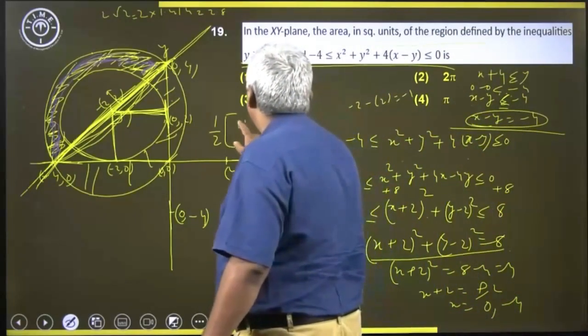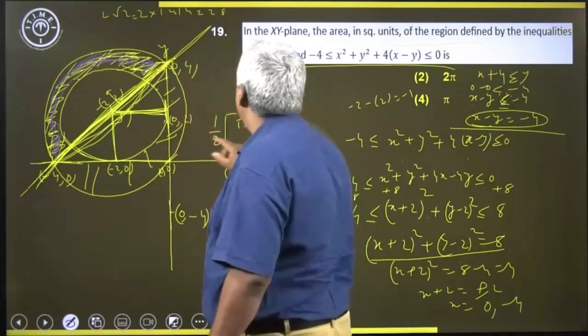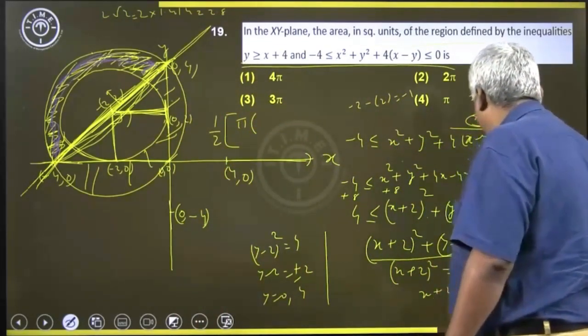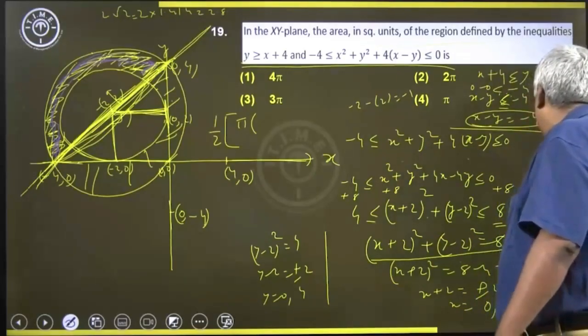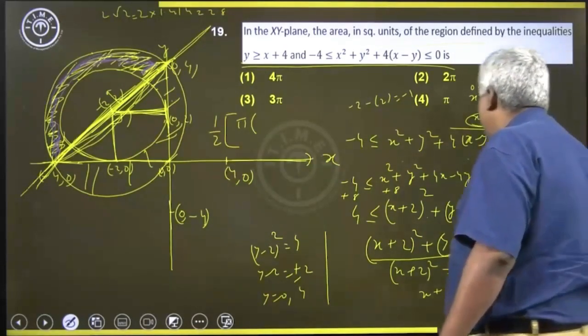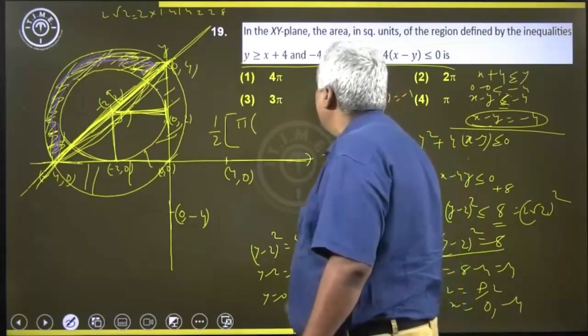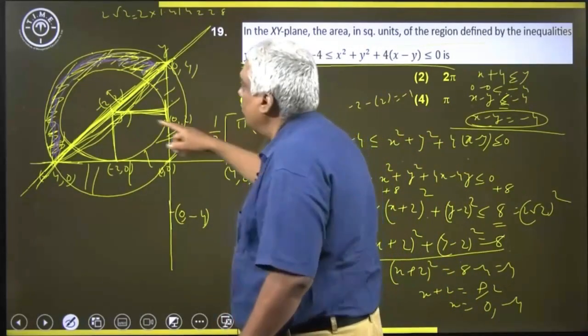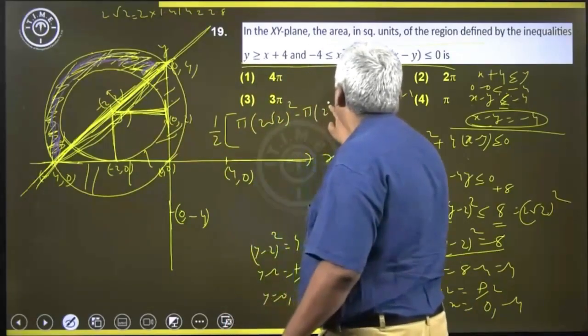So it is pi r square. The big circle has radius 2 root 2, as you can see here, 2 root 2 the whole square. The radius of the big circle is 2 root 2, and the radius of the small circle is 2. So it's pi times (2 root 2) the whole square minus pi times 2 square, right.